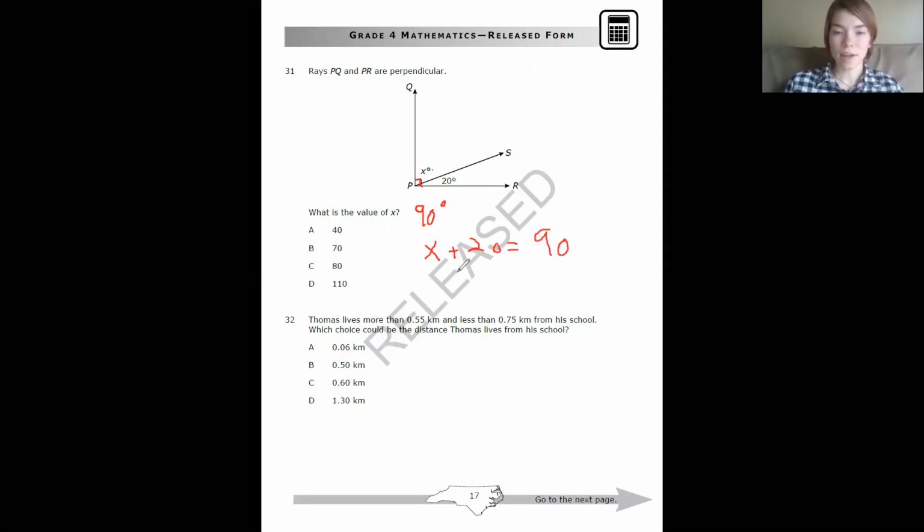So to solve for x, what we're going to want to do is subtract 20 from this side. So x is going to be equal to 90 minus the 20 degrees we already have from this angle. So x equals 90 minus 20. 90 minus 20 is going to be 70, choice B.